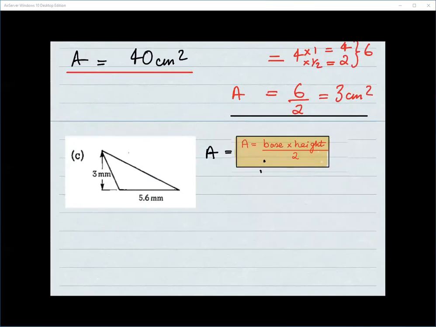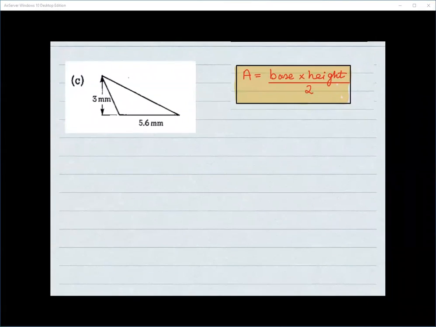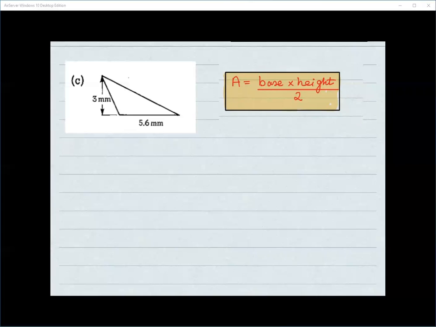Base times by height. Yes. When you're doing a question, young man, you don't launch yourself into the question like you're diving into the swimming pool. You do the question by starting with the formula first, because that will tell you what to do in the question. It'll help you. So the area equals, what's the base in this question?